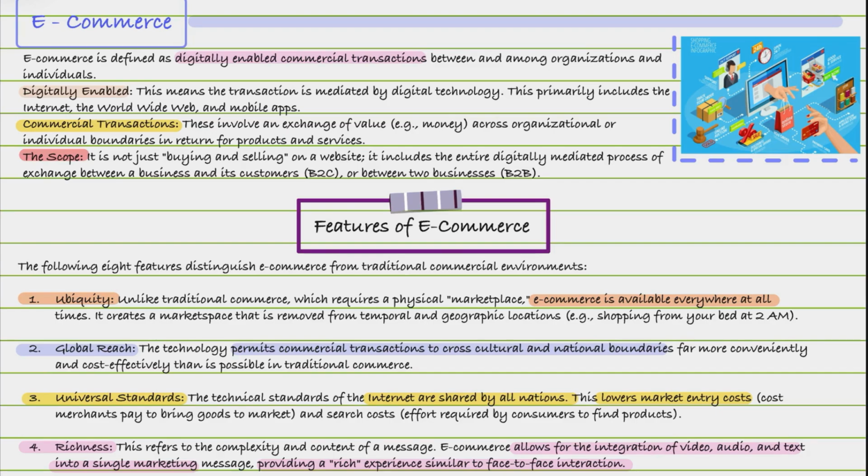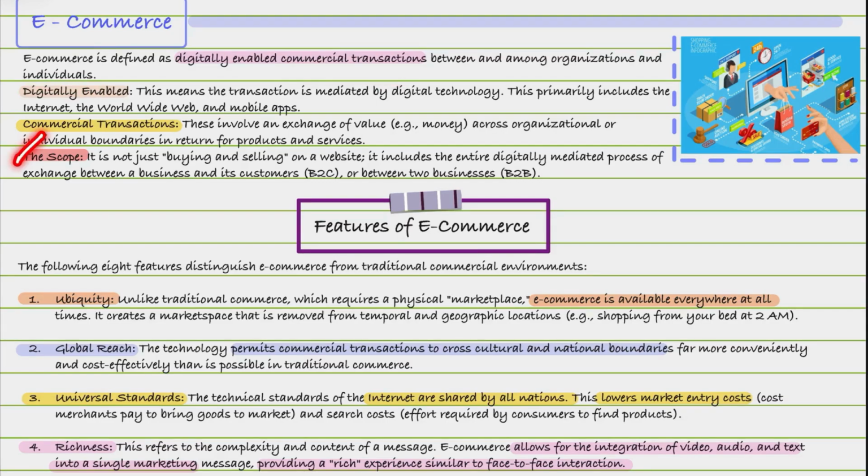And the second keyword you see is commercial transaction. So in a commercial transaction, there must be an exchange of value, right? There must be money moving across boundaries in return for the physical product or in return for the service provided by the e-commerce. And the third is between whom are we performing this e-commerce, right? Between whom is this commercial transaction happening?